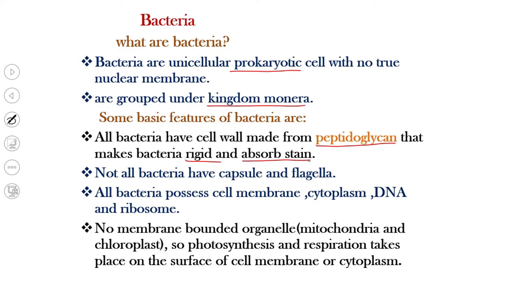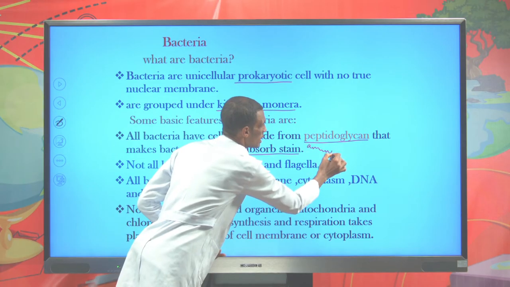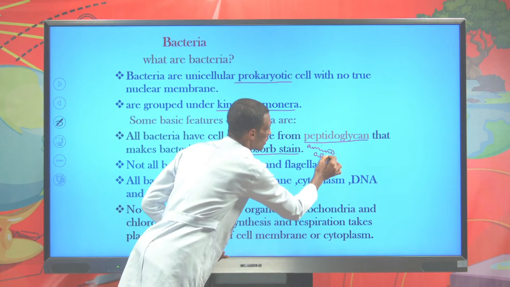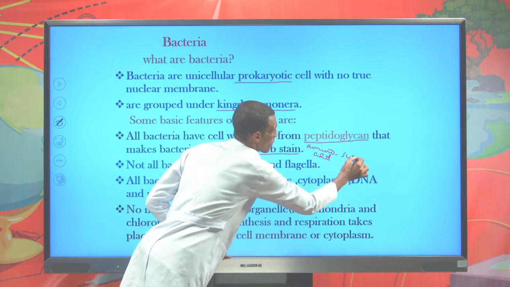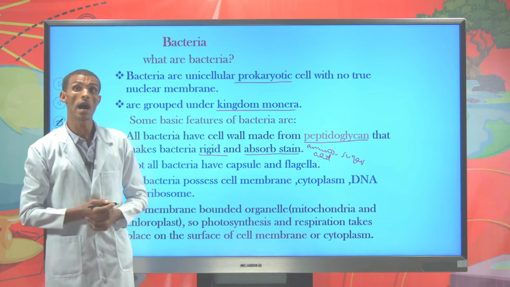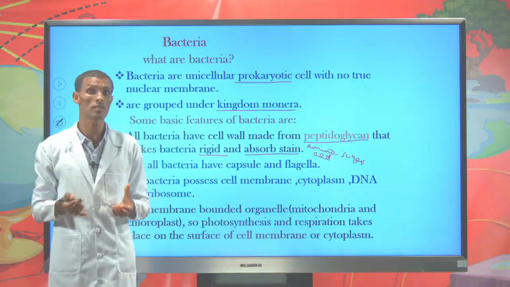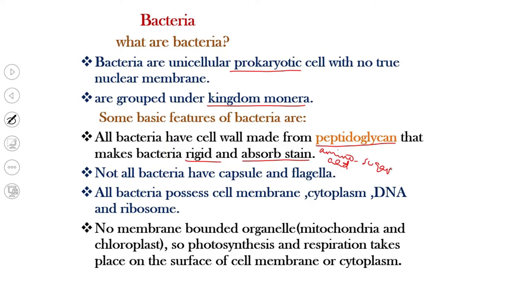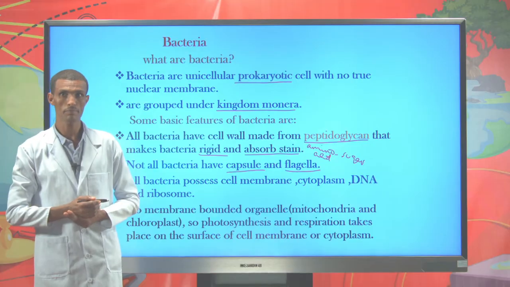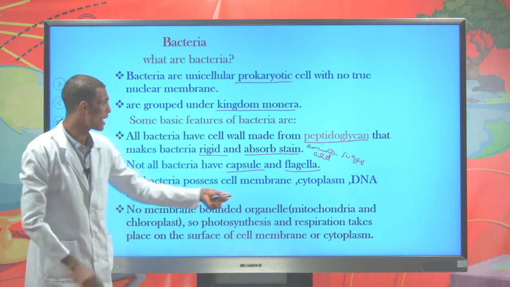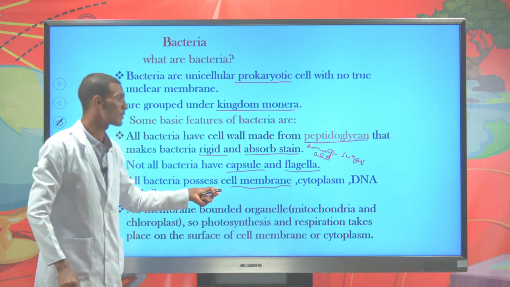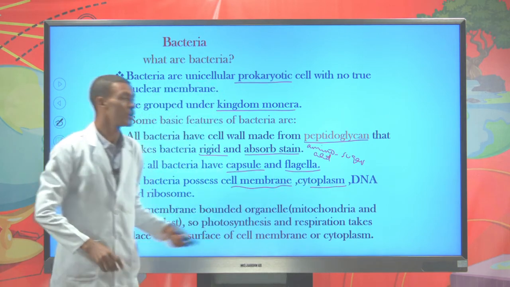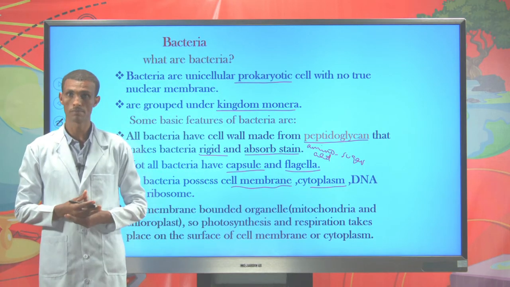Peptidoglycan is a complex of amino acids and sugar, and this sugar and amino acid complex makes the bacterial cell wall. As well, not all bacteria contain an outer coverage structure, the capsule, and the motility structure, the flagella. But all bacteria have structures like a cell membrane, cytoplasm, DNA, and ribosomes.